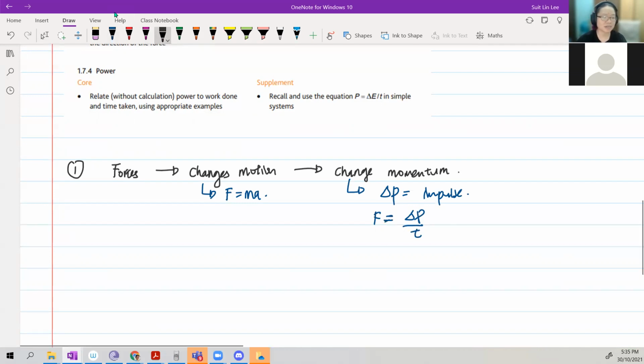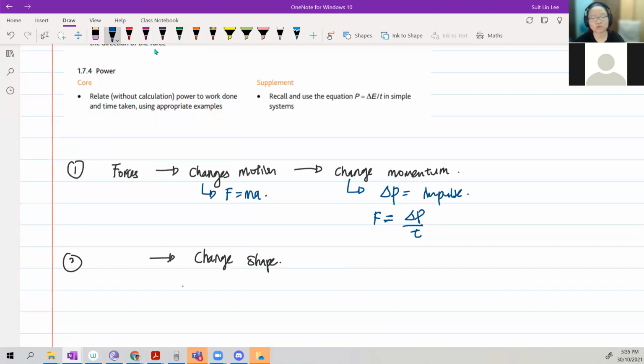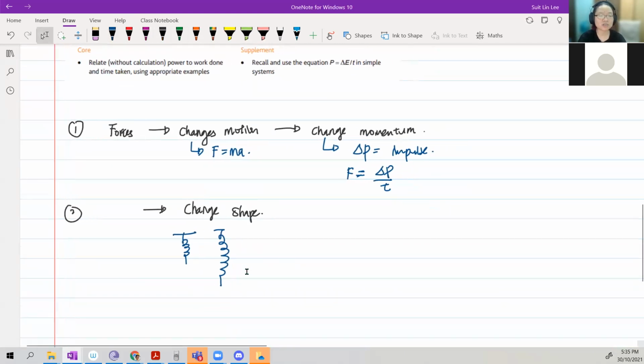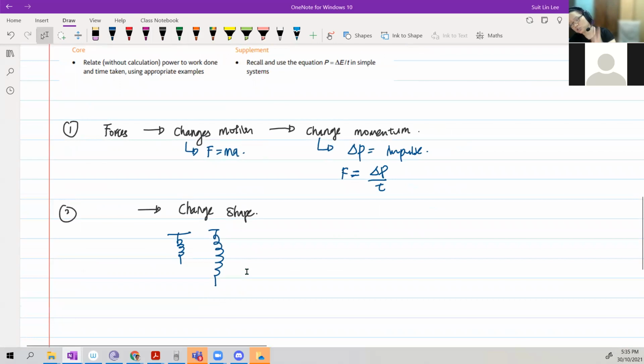Okay, the second type of effect of forces is that it will change shape. I think we have done this before, but I would just like to remind you. For example, you apply a force on the spring and you stretch the spring, there's a change in shape. But a consequence of this change in motion or change in shape is that there is also a change in energy.